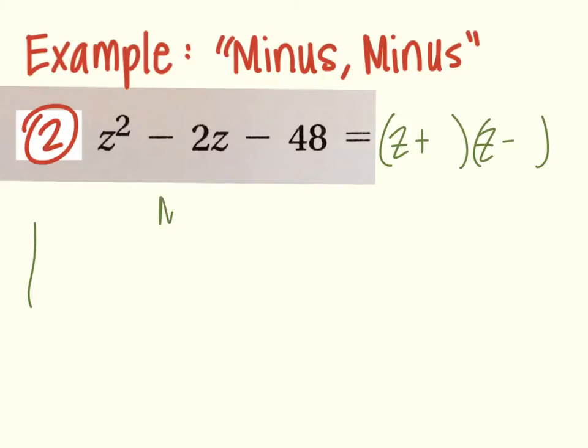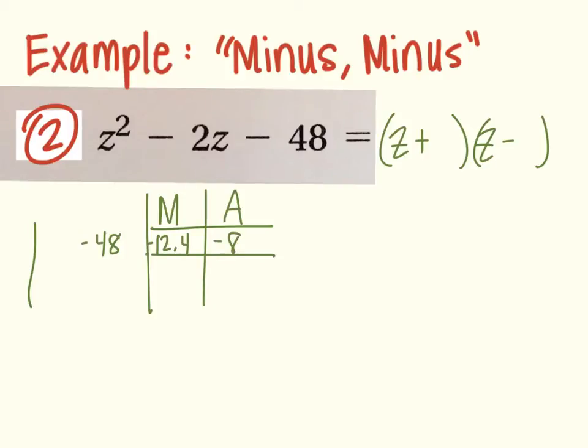Now what numbers multiply to give you 48 and add to give you negative 2? So some numbers that multiply to give you 48 are 12 and 4. Bigger number has to be negative, but that adds to give you negative 8, not negative 2. So keep going. 24 and 2, that's definitely not going to be it. That'd be negative 24 and 2, which would be negative 22. So that's not it, and that's not it.